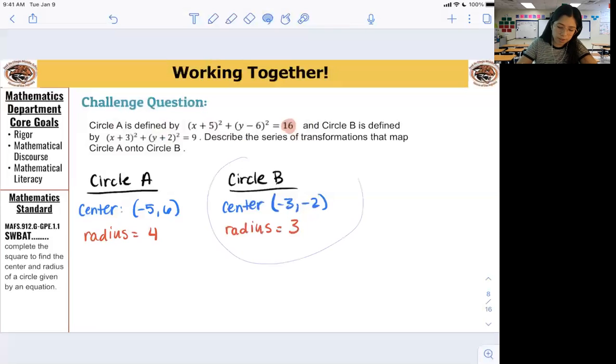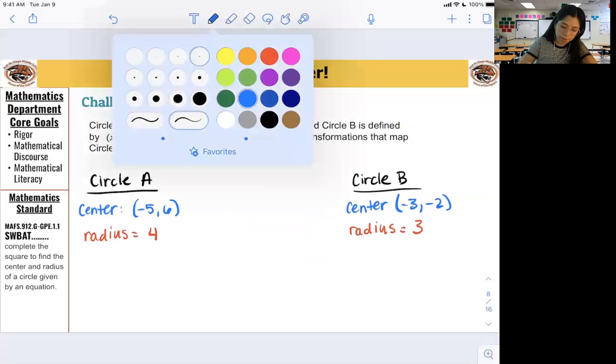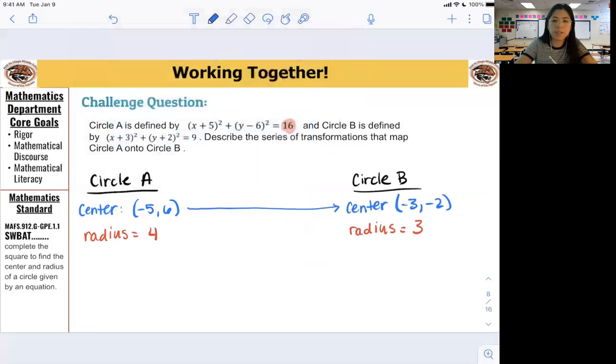So let's think about the center point. If I'm going from this center point to that center point, what's happening to the x value? I went from -5 to -3. So what happened there? Up 2 units. Good. Well, it's the x value, so to the right 2 units. Actually, I'll just write it down. And then I went from 6 to -2. So since I went from 6 to -2, I went down 8 units.